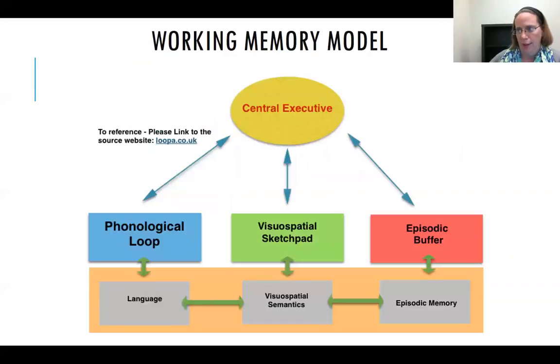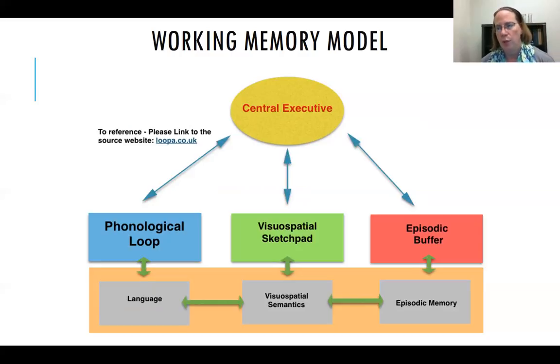All right, so let's take a moment to examine working memory. Pictured on the screen is a model of working memory developed by Alan Baddeley and some of his colleagues. In this model, working memory is made up of four parts: the central executive element, the phonological loop, the visual spatial sketchpad, and then the episodic buffer. In this model, each element plays an important role in working with information.